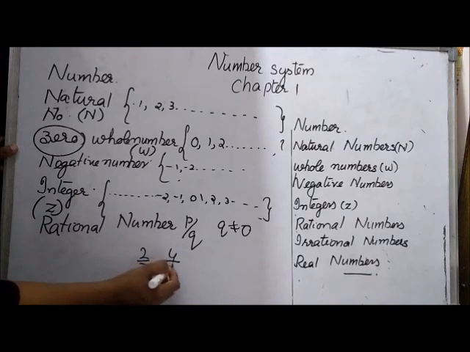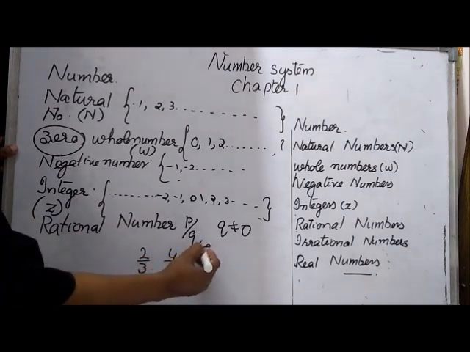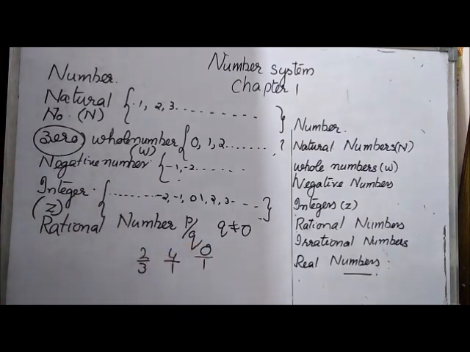That means 4 divided by 1, 0 divided by 1. But 1 by 0 we can't write. So here rational number means it is written in the form of P by Q, where Q is not equal to 0, and P and Q are co-prime. What is meant by co-prime? The HCF of P and Q is 1. Or we can say that P by Q is always in simplest form.